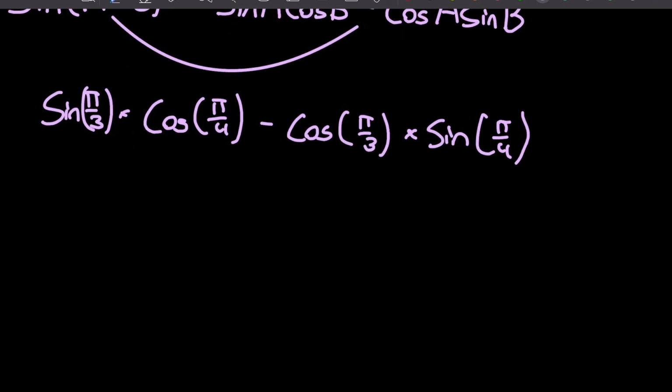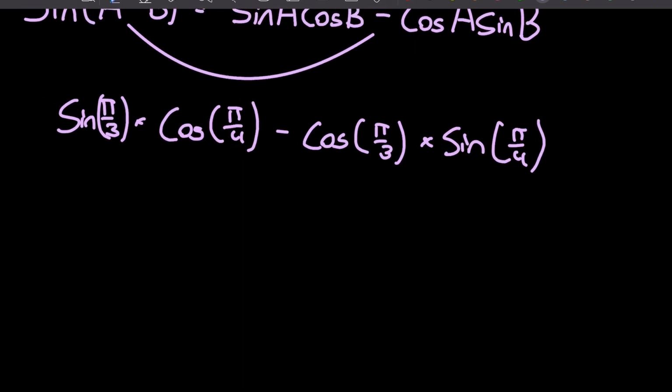So sine of 60. If you put sine of 60 in your calculator, that's assuming you have a good enough calculator. But sine of 60 is just equal to root 3 over 2. So this can be replaced by root 3 over 2 multiplied by cos of pi over 4. Pi over 4 is equal to 45 degrees, and cos of 45 is root 2 over 2.